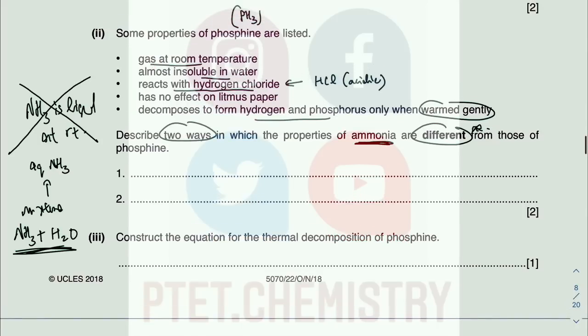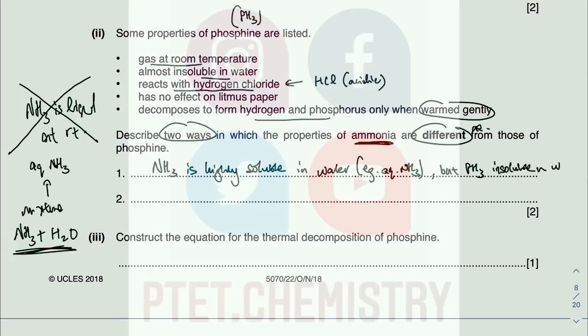So in terms of gas at room temperature, it's not different. PH3 is almost insoluble in water. So this is the opposite of what we see from ammonia. Ammonia is highly soluble in water. In fact, that is what you use, so you use aqueous ammonia. For example, aqueous ammonia is used in qualitative analysis, all your paper 3. But PH3 is insoluble in water. Well, almost insoluble, but I'll just write that. So that is a difference. Next bit.